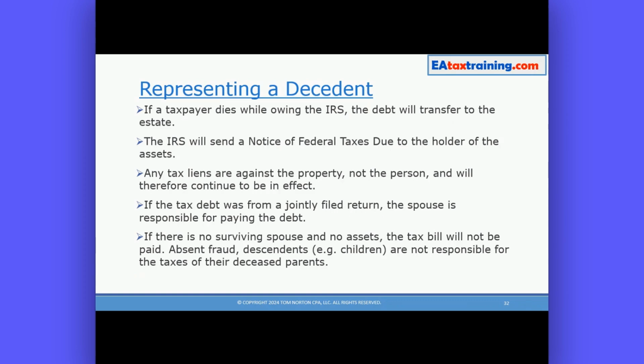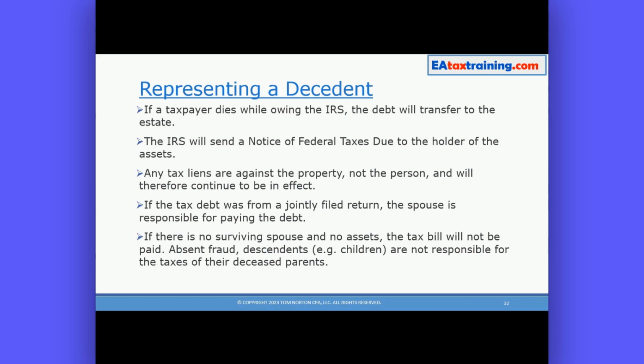If the tax debt was from a jointly filed return, then the spouse is responsible. Remember, you file jointly with your spouse. You are jointly and severally liable for that debt. So just because your spouse dies doesn't mean you don't have to pay the tax, or you don't have to pay half the tax or something. You still owe the total amount of the tax that is due.